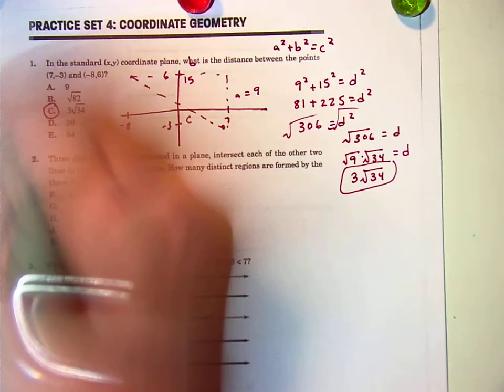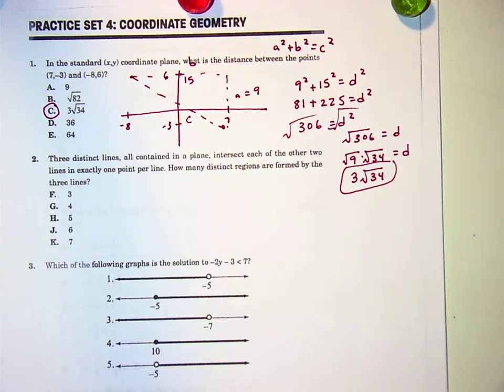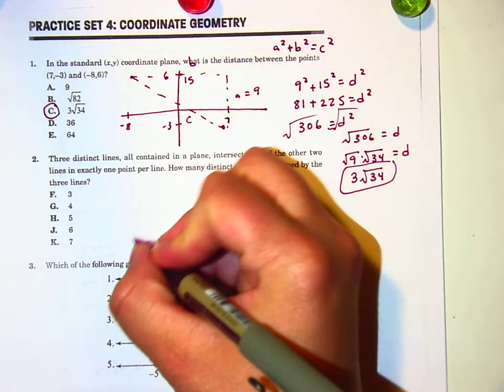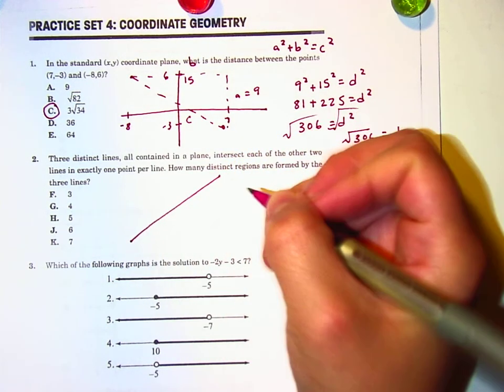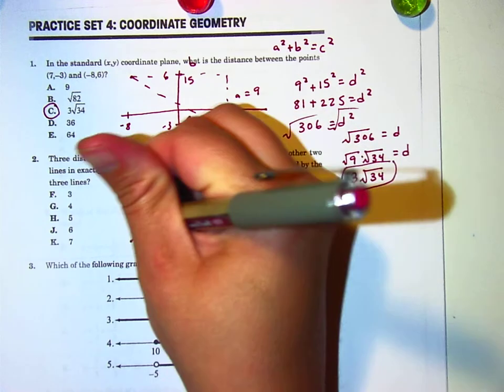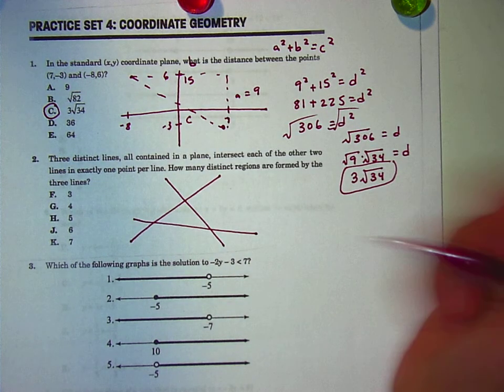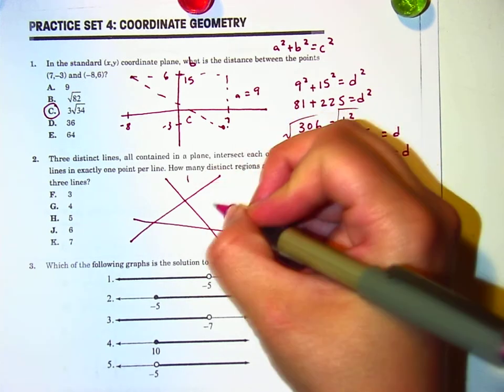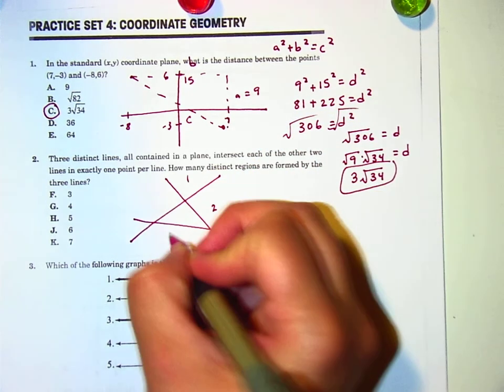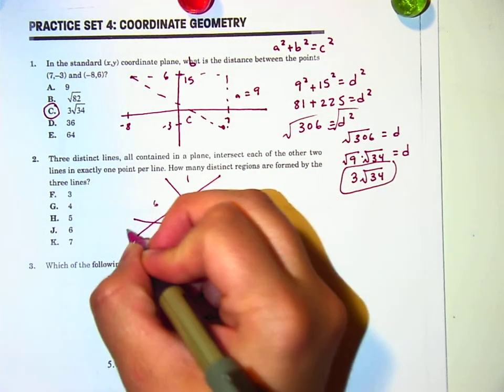You could just compare. All right, number 2, 3 distinct lines all contained in a plane intersect each of the other 2 lines in exactly 1 point per line, which sounds very confusing, but really it's just saying that there's 3 lines and they all cross each other once. How many distinct regions are formed by the 3 lines? Okay, 1, 2, 3, 4, 5, 6, 7 regions.